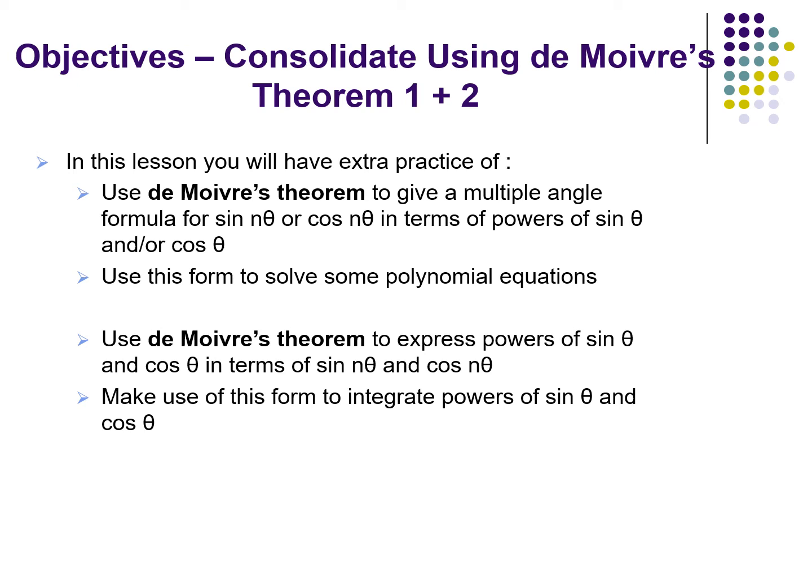This lesson is going to consolidate the learning that you've done over the last couple of lessons on uses of de Moivre's theorem. There were two separate lessons that you've already done. The first one was writing sin nθ or cos nθ in terms of powers of sin or cos. And if you remember, what you would then do is go on and use that form to solve a polynomial equation, giving your answers in exact trig form, which is really useful.